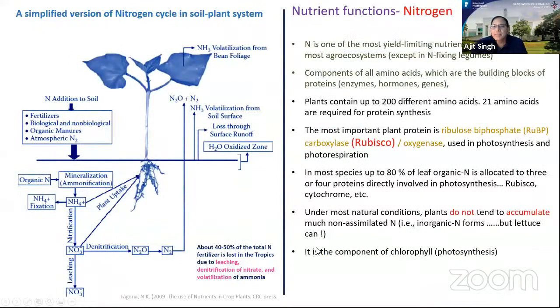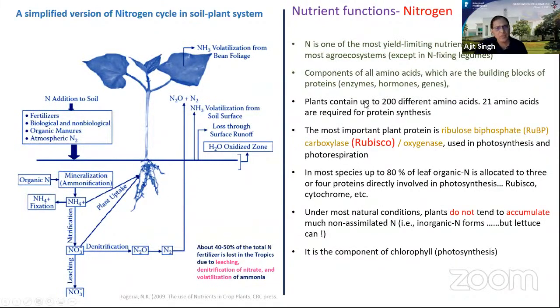Then this is N, nitrogen. When we come to nitrogen, this is the nitrogen cycle here. And nitrogen is actually one of the most yield-limiting nutrients in our agro-ecosystem. So all crops require nitrogen, except N-fixing legumes, which are able to manufacture it themselves using the rhizobium bacteria. But other cereals and other crops that are not able to fix, they depend solely on the organic matter and the fertilizer that we supply, or the nutrients or the residues that are being recycled naturally.